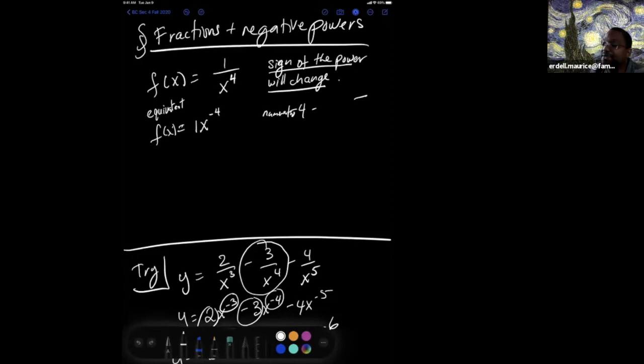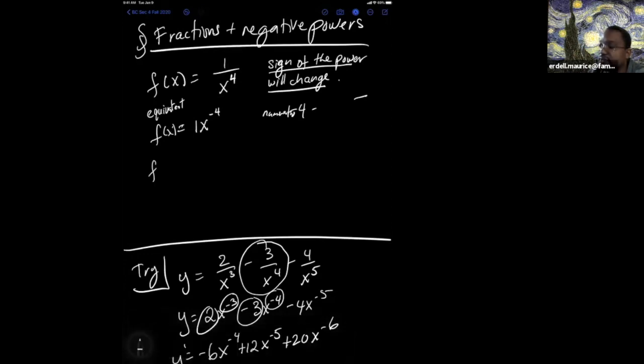And so with that, I can then apply the power rule to find the derivative. I multiply. 1 times negative 4 is negative 4. And then I subtract 1 from the power. Negative 4 minus 1 is negative 5. But again, I have to then return that x to the denominator. And so again, the power will change.